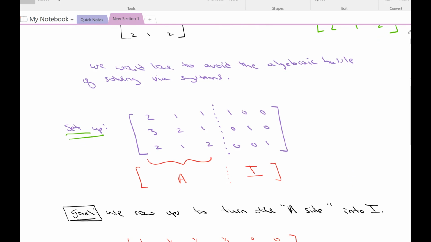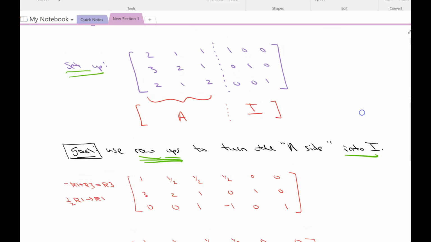Our goal is we're going to use row ops, here in a slightly different context. We're going to use row ops to turn the A side into I. In other words, I want to use row operations, and again, a row is this entire row here. It includes the left and the right. I'm going to use row operations to create 1, 1, 1, and zeros everywhere else if possible.